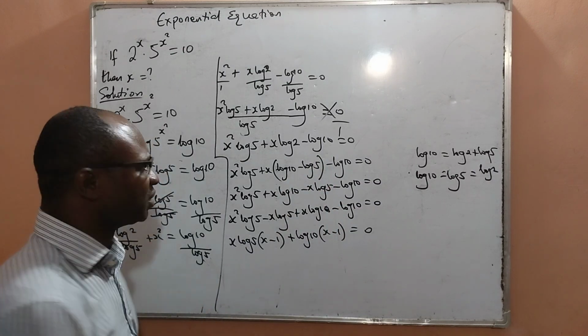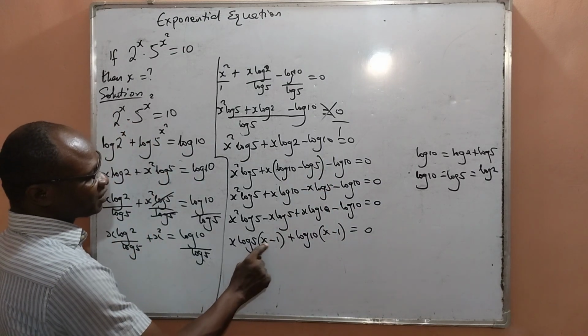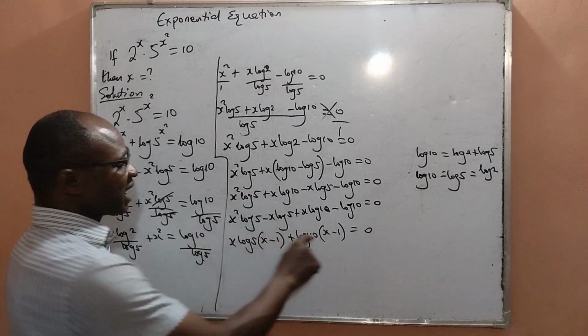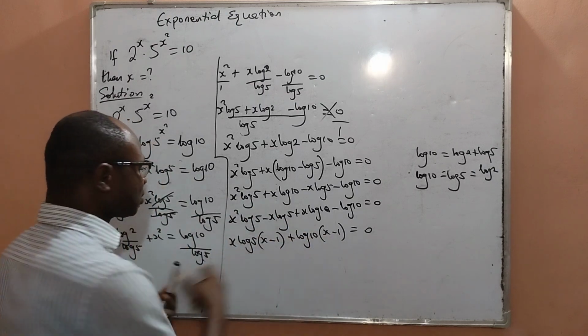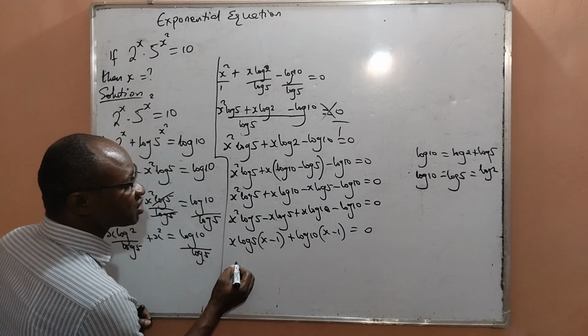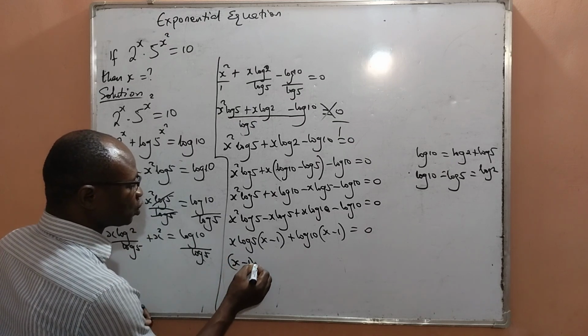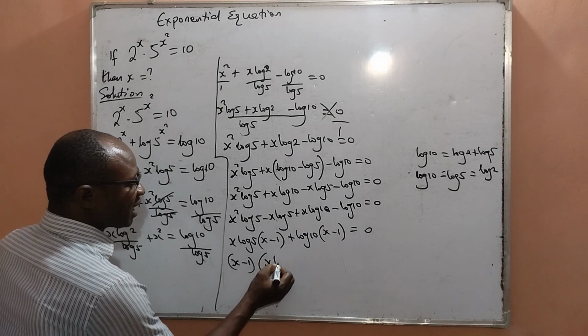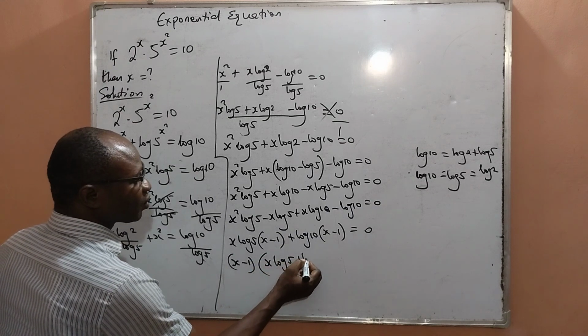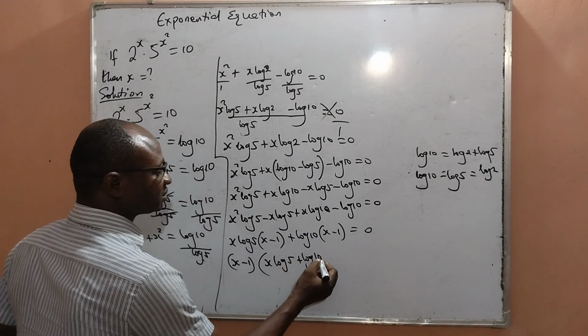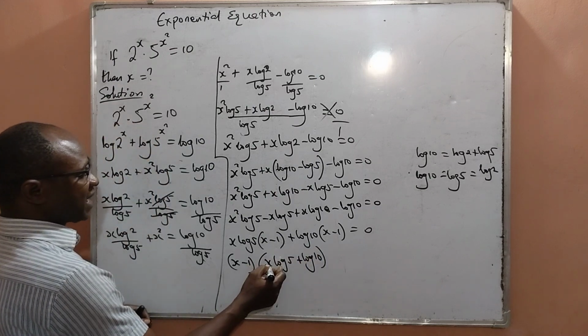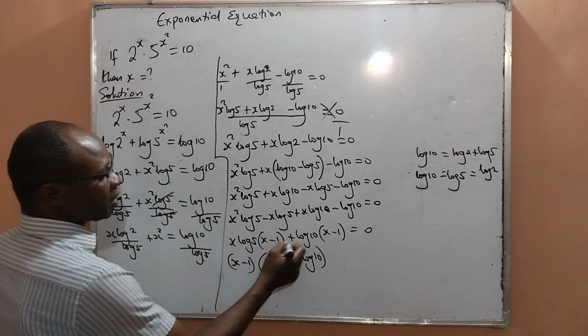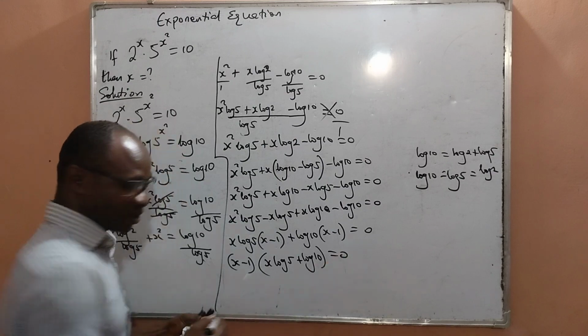Now, if you look very well, you will notice that I have x minus 1 by the left and x minus 1 by the right. So I can factor it out to have it as x minus 1 into the bracket. And again, using the ones outside, which is x log 5, that is this, plus log 10 equal to 0.